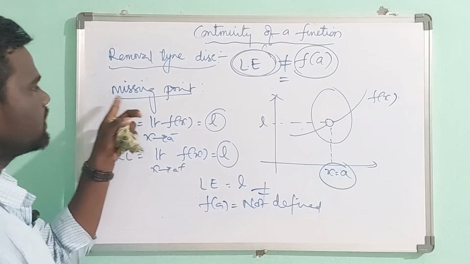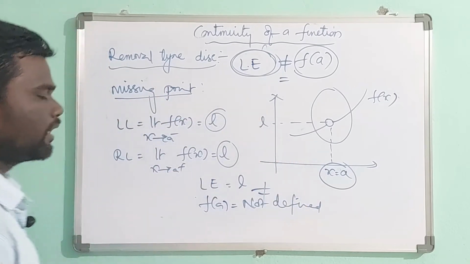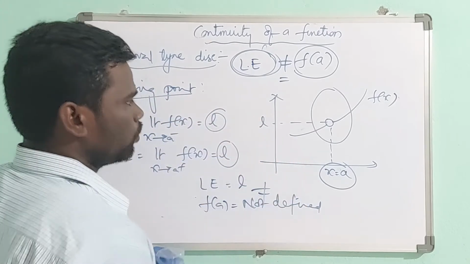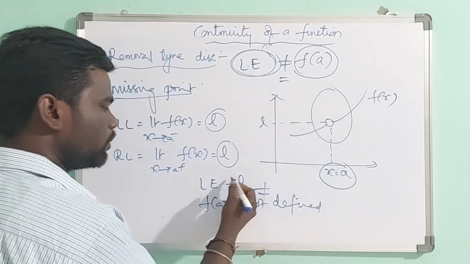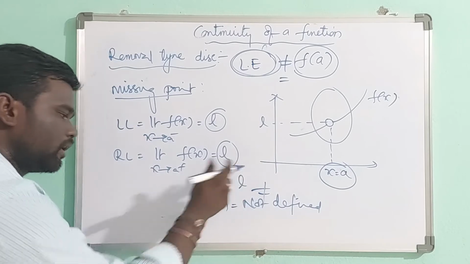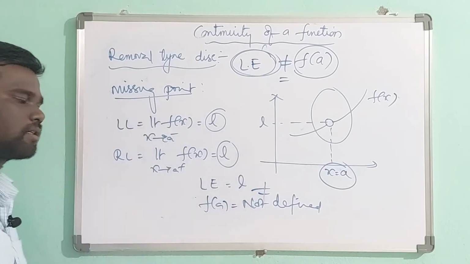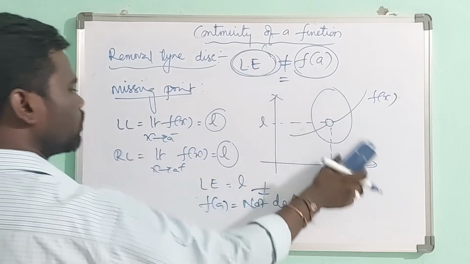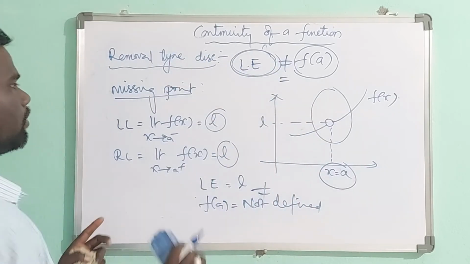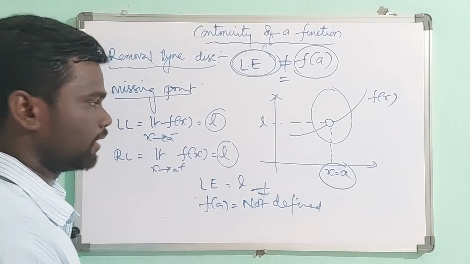Then it is said to be missing point discontinuity. So here also, if we give a proper value for the value of the function, then the limit value will be equal to the value of the function. Then it is said to be continuous. So by giving a proper value to the value of the function, it becomes continuity.